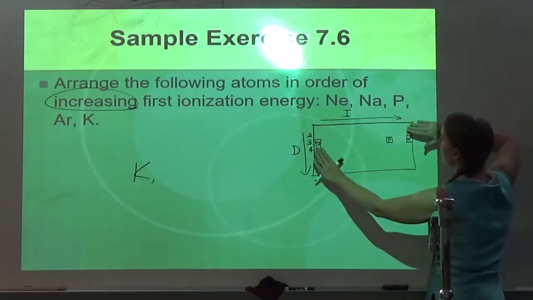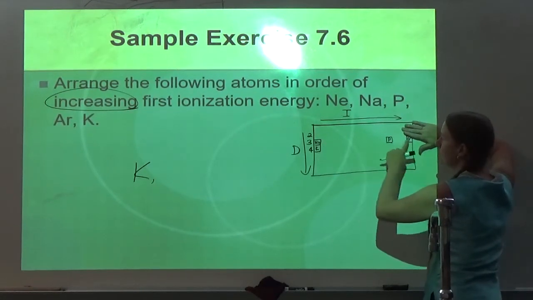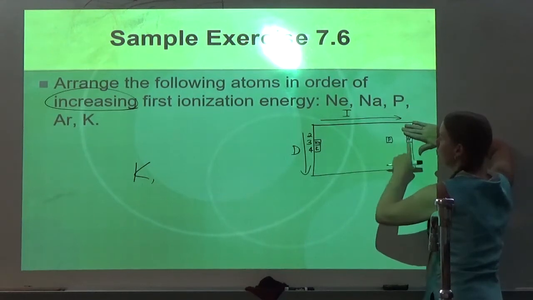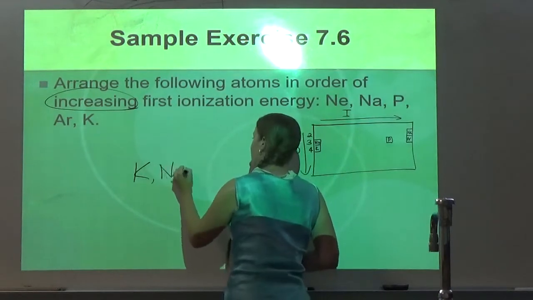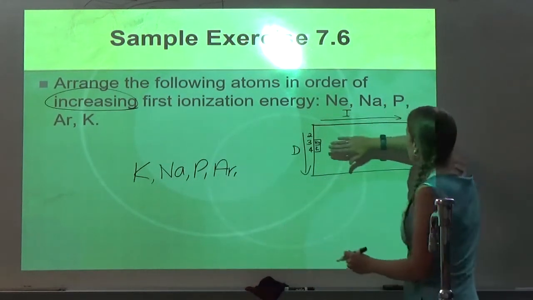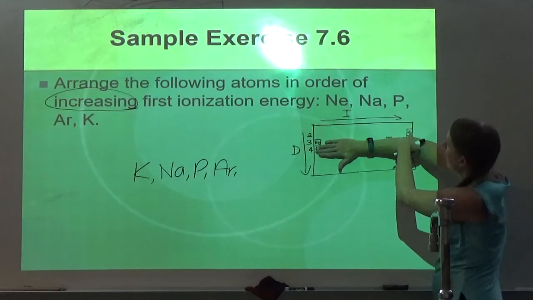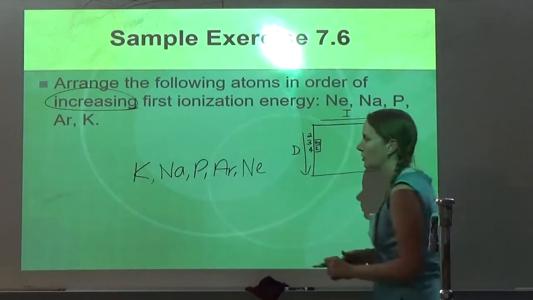Alright, so next, I'm not going to focus on the fourth or the second energy level. I'm just going to look across the third. I can see it increases going across, so I'm going to keep these in order. So it'll be Na, P, Ar, just like that. And then last I just look at my highest one, that is neon. So then I put neon last, just like that.